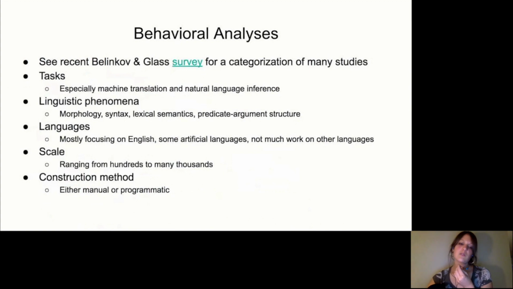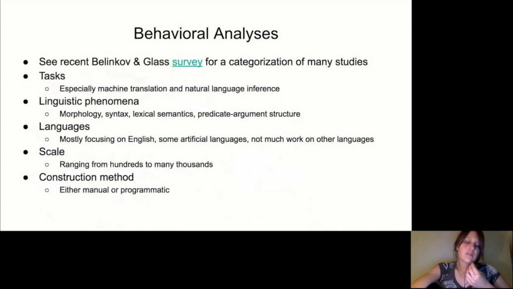In terms of languages, it's been a bit more limited. The majority of studies have focused on English. There's been some work on artificial languages, so constructed languages, various logical and formal languages. There's been significantly less work on languages outside of English, with the exception of some cross-lingual tasks and looking at morphologically rich languages. So I'll give a few pointers there, but that's definitely an area where there's need for more work.